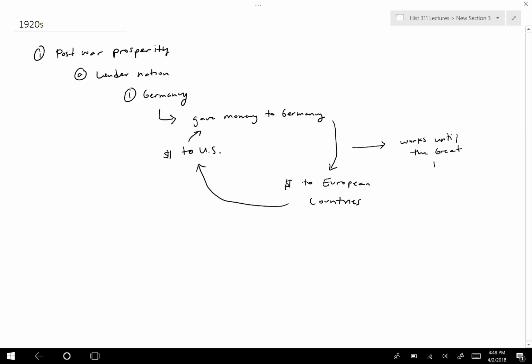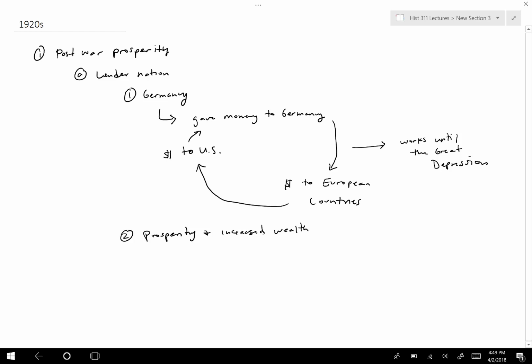When the Great Depression comes in, it's going to create a whole set of problems, not just for us, but for Germany and Europe as well. The severe economic depression of Germany is definitely going to lead to the rise of Hitler and World War II. So that certainly all played a big role in that. But with this, the key with being a lender nation is the prosperity and increased wealth.